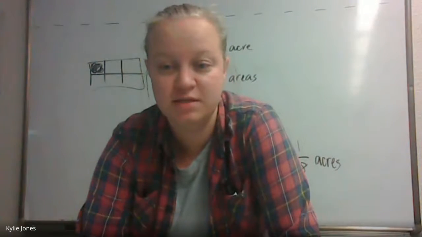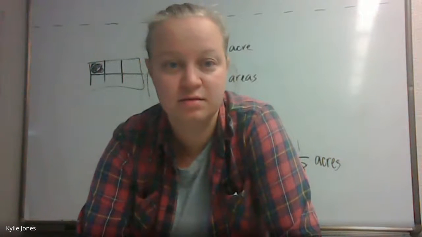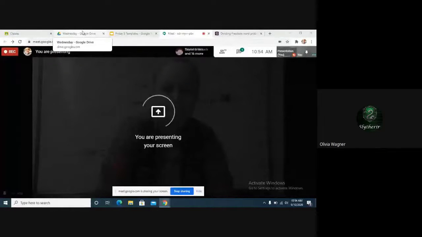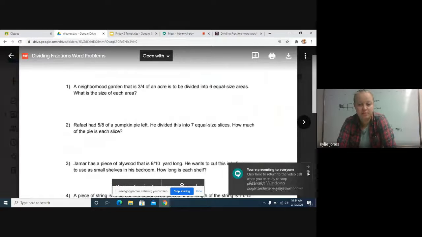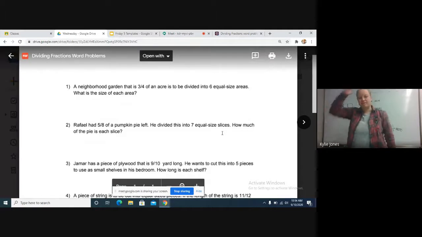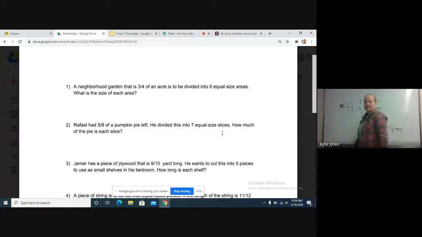So there was 1. Let's look at number 2. Let me present again. Oh, I just remembered I have the packet. All right, number 2. Raphael has 5/8 of a pumpkin pie left. He divided it into 7 equal slices. How much of the pie is each slice? So we need to figure out which number is divided by what. We know we're dividing because it says he divided it.